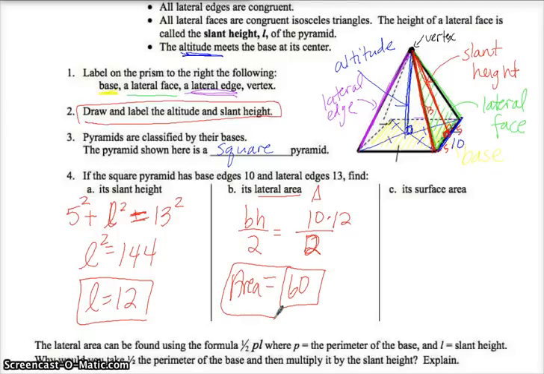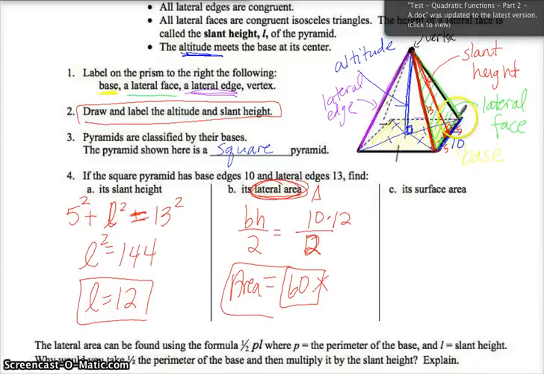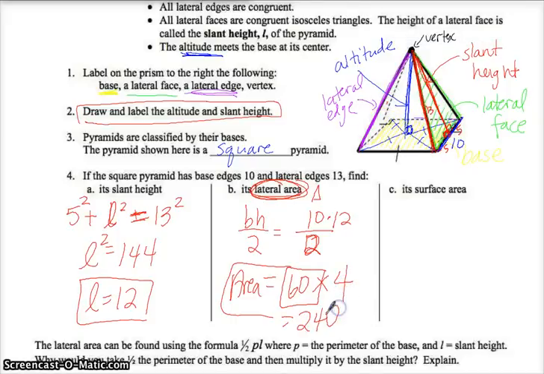Or sorry, that's the area of one triangle, but we want to find all of the lateral area. So how many triangles go around this? Well, if there's 4 base edges, that means we have 4 triangles. So we're going to multiply that by 4. So the total lateral area is 240 units squared.